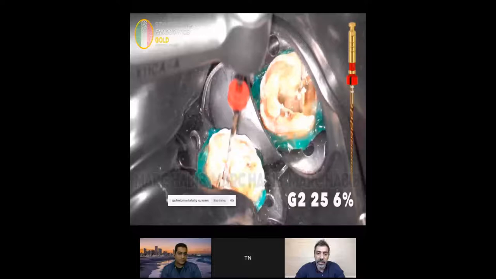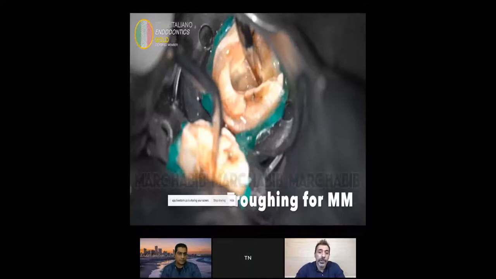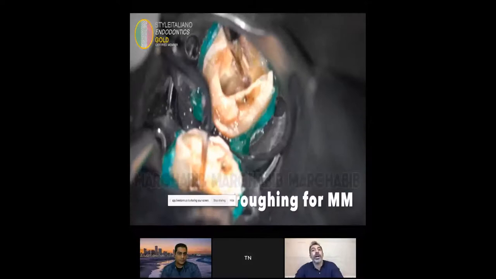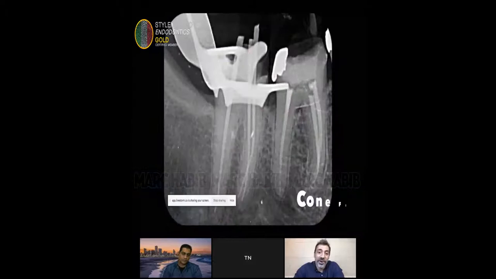So now we did the troughing on the maxillary molar. Now I'm doing the troughing on the lower molar. Between ML and MB, I'm searching for which canal? For the middle mesial canal. So always when I'm doing a lower molar, I am troughing the isthmus between these two canals and looking for an extra canal here as well. Unfortunately, we didn't find any middle mesial canal.